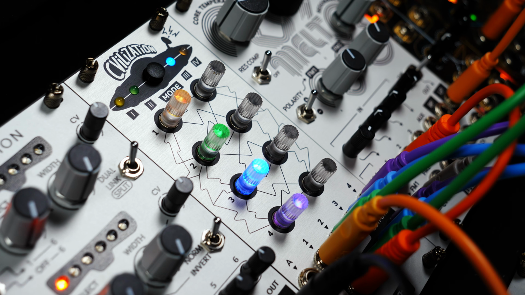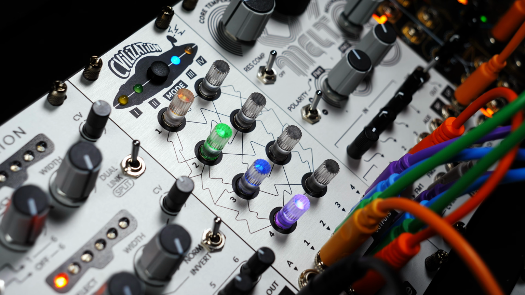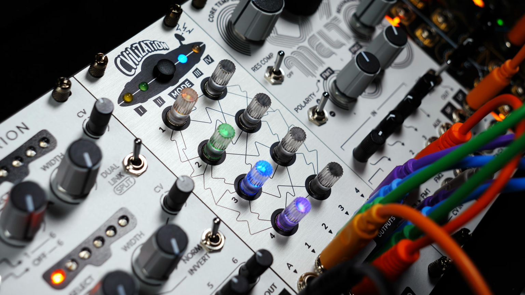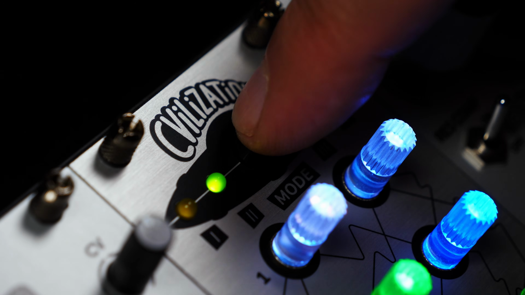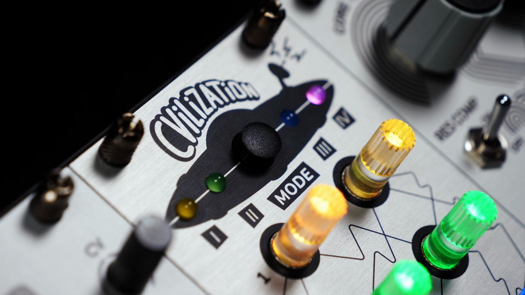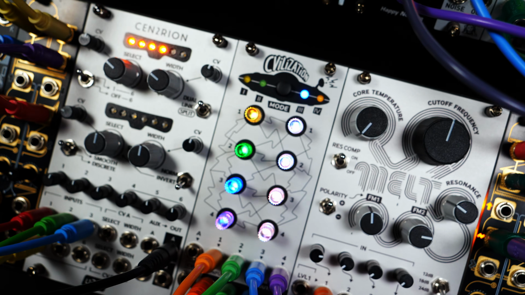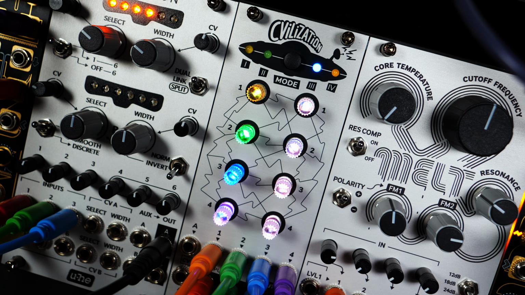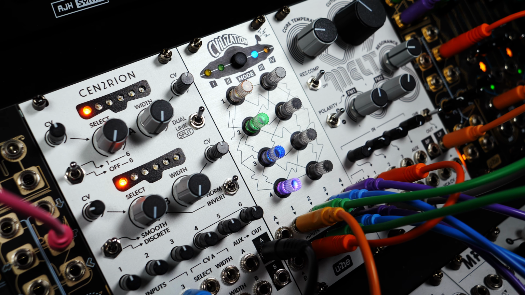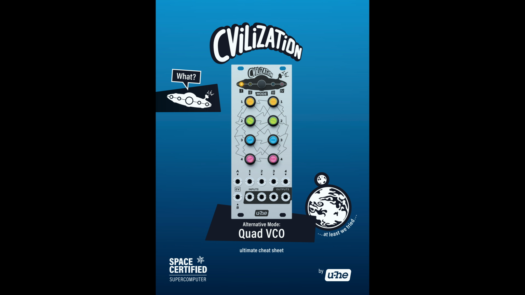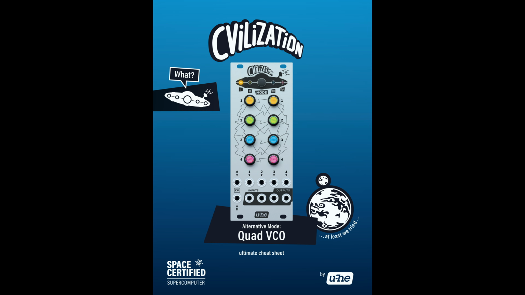The new Quad VCO mode is a free firmware upgrade for all Civilization owners. It can replace any of the 4 standard modes. Simply pick the mode you use the least and install Quad VCO in its place. This does not permanently override the original mode. You can undo this change at any time, install Quad VCO in a different slot, or revert Civilization to its original factory configuration. First, let's look at how to install the Quad VCO firmware.